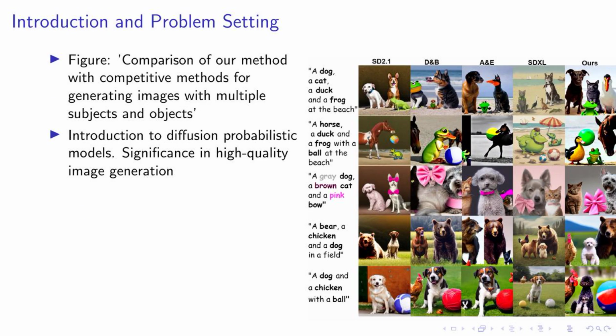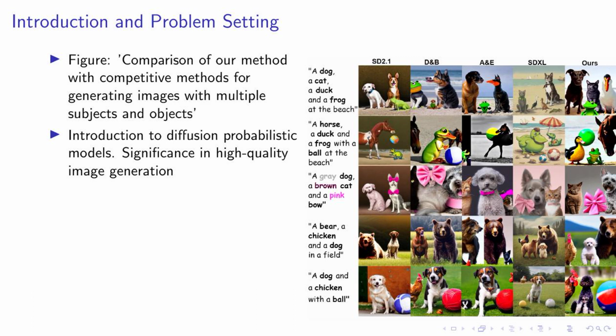As we delve deeper into the realm of diffusion probabilistic models, we come across a significant challenge: generating high-quality images with multiple subjects and objects. If you look at the figure on your right, you'll see a comparison of our method with other competitive methods. The results are striking. Our method consistently outperforms others in generating images that accurately represent the prompts.